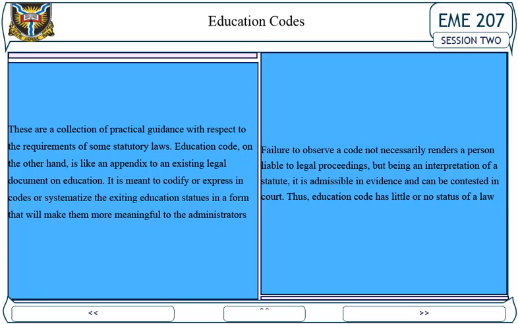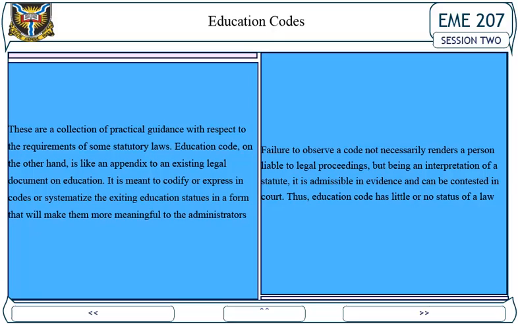Education codes. These are a collection of practical guidance with respect to the requirements of some statutory law. An education code, on the other hand, is like an appendix to an existing legal document on education. It is meant to codify, or express in codes, or systematize the existing education statutes in a form that will make them more meaningful to the administrators.